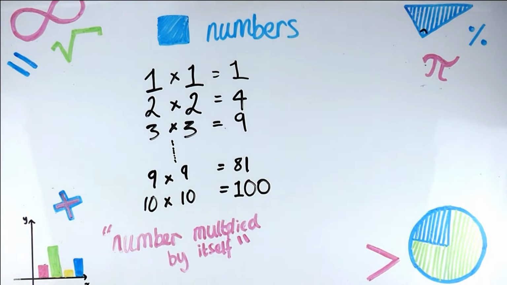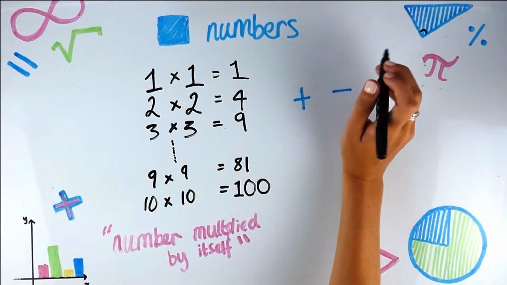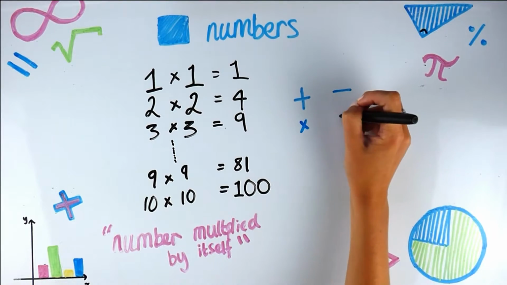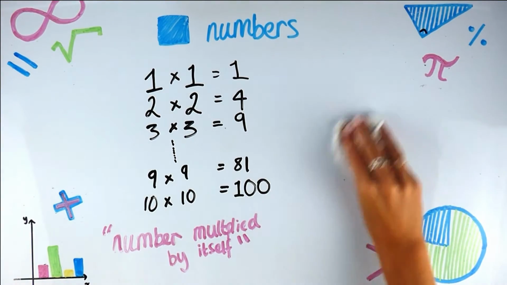Okay, what about an inverse operation for a square number? An inverse operation is an opposite. So if we have plus, the inverse is minus. If we have multiply, the inverse operation is divide. And when you take it over the equal sign, it means you do the opposite.